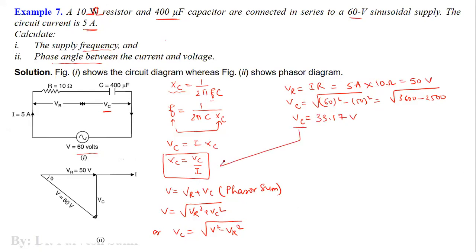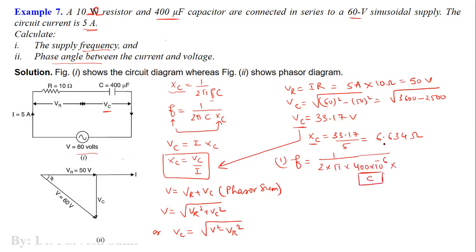So we can find out Xc by putting it here. Xc is equal to 33.17 divided by 5, so it is equal to 6.634 ohm. Now we have Xc with us. So frequency is equal to 1 upon 2 into pi into 400 into 10 raised to the power minus 6, which is the value of the capacitor, into the capacitive reactance 6.634. This gives us 60 hertz.